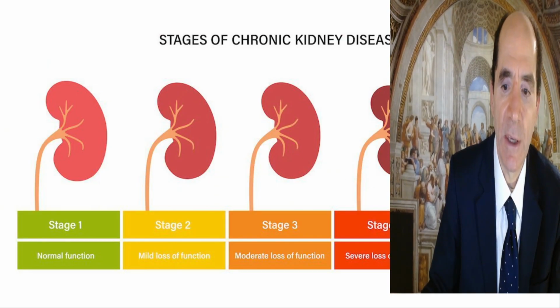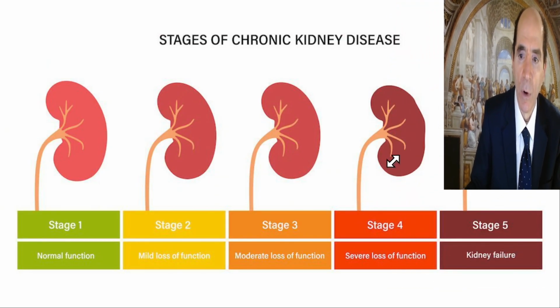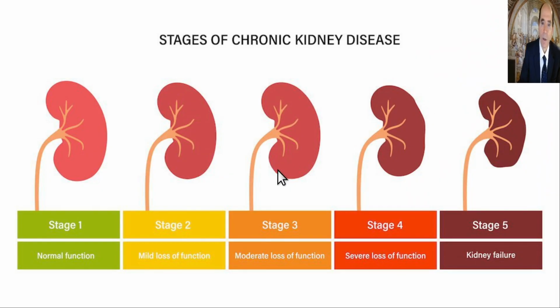Okay, here shows how the kidney atrophies over time when a patient's going into kidney failure. So here's a normal-sized kidney, stage 1, and the worse the kidney failure gets, the more the kidney shrinks in size. So here's a severely atrophic kidney. A normal function kidney is typically about 11 centimeters in length, whereas an atrophic failed kidney is typically about 7 or 8 centimeters in length.